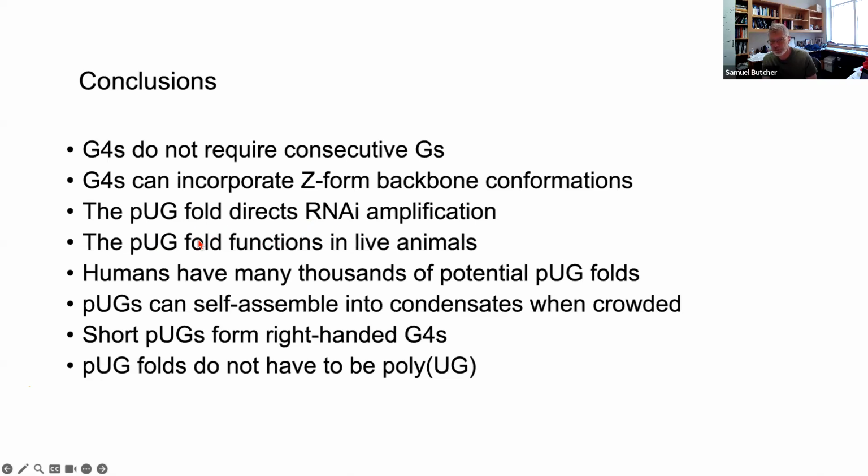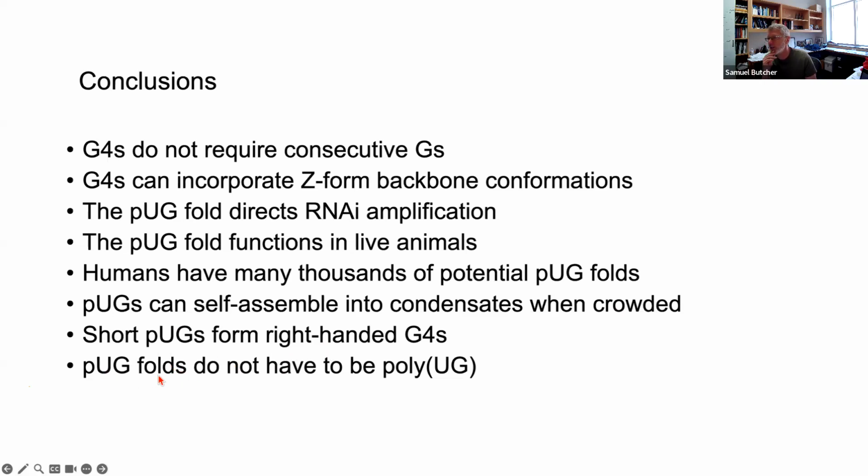Functions in live animals. Humans have many thousands of potential pug folds, around 20,000 sequences that are capable of forming a pug fold. In some cases, they've been linked to disease. These even short pugs can self-assemble into condensates when crowded. The short pugs form right-handed poly-UGs.